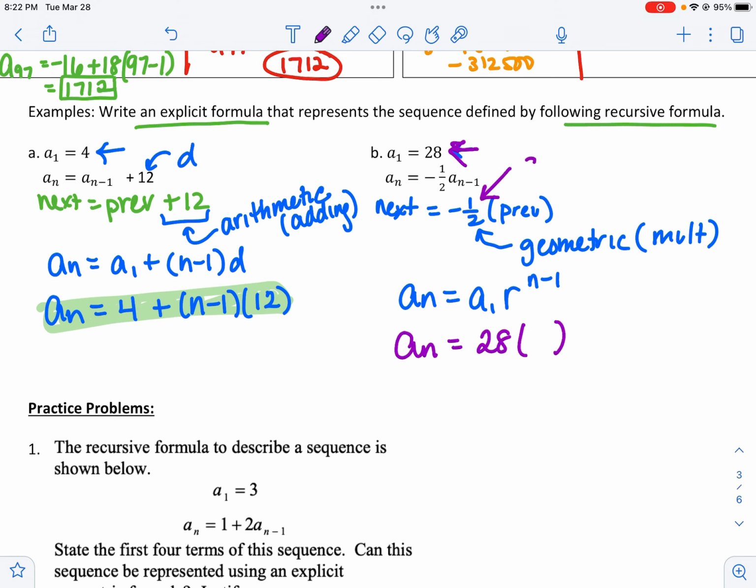Well, it keeps being multiplied by the negative a half. I could have looked at it there, or I could have looked at it here in the formula. You get my point? Negative a half to the n minus 1 power. So the recursive formula gives you the first term and either the common difference or the common ratio. So then you could use that to fill in one of those formulas.